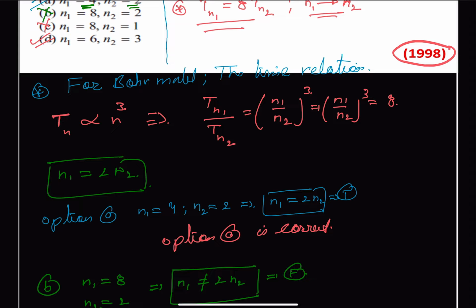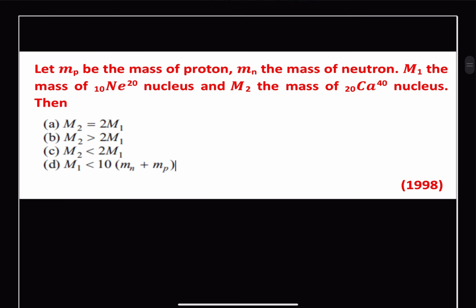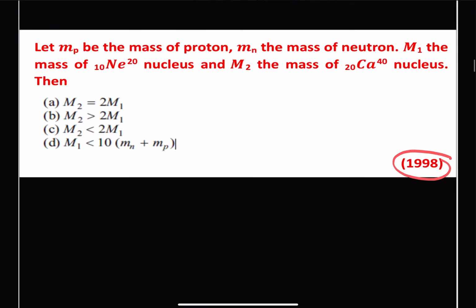Next question. It was asked in the year 1998, and it states: let Mp be the mass of proton, Mn be the mass of neutron, capital M1 the mass of 10 neon 20 nucleus, and M2 is the mass of 20 calcium 40 nucleus. Then we have to find out how the relationship between M1 and M2 holds.